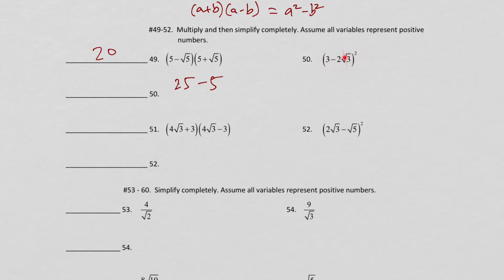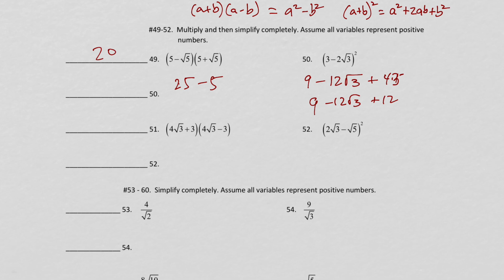You could write this out and FOIL it, or if you remember that a plus b squared is equal to a squared plus 2ab plus b squared. That's the shortcut. So this is our a squared is 9, minus the product of these is 6 root 3, but there's 2 of them, so that multiplies 6 times 2 is 12 root 3. And the last thing, b squared, is this squared. This squared is 4, this squared is 3. 4 times 3 is 12. So that's a 12.